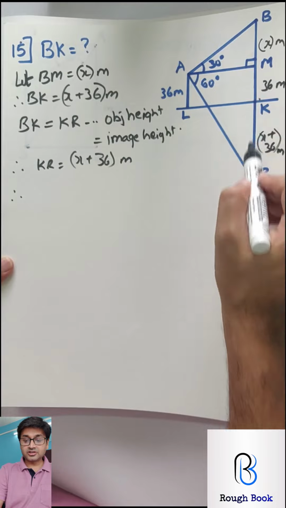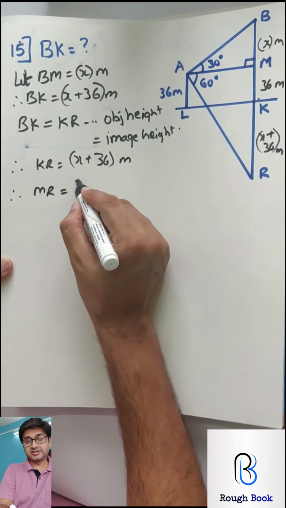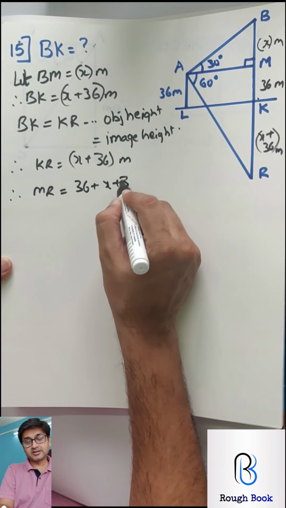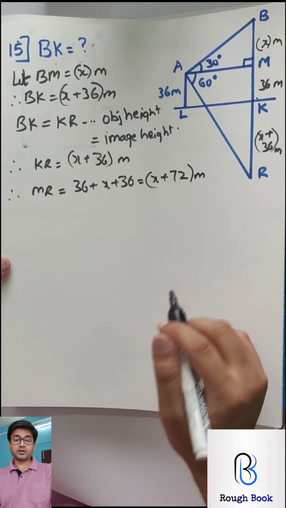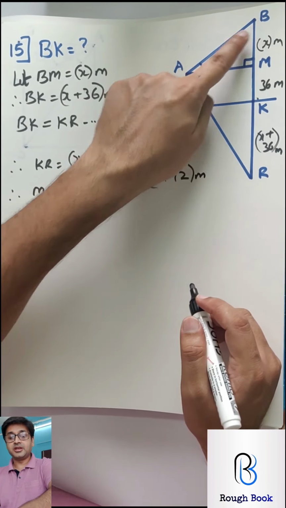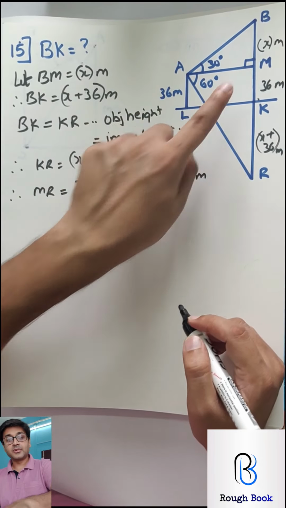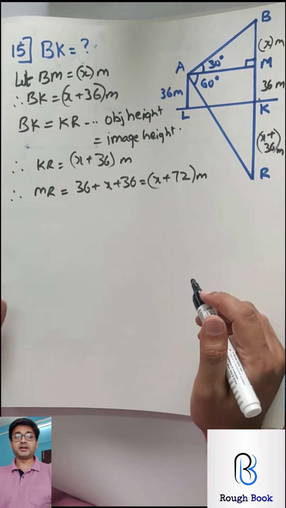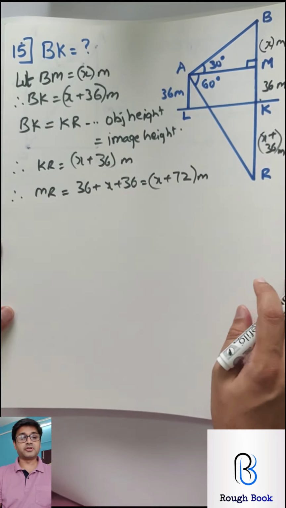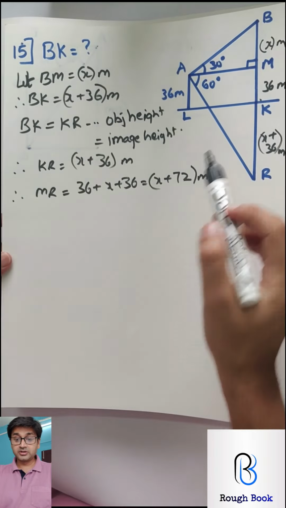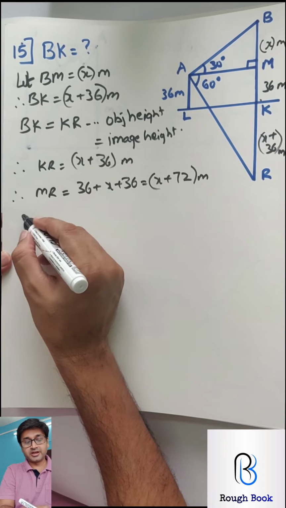And in this triangle we will need MR, which will be 36 plus X plus 36, X plus 72. Now you are sorted. Go for this triangle ABM, get AM. Go for this triangle AMR, get AM, and equate the two AMs. Automatically you will get X. Add X with 36, that will be the height of the bird from the surface of the lake. So the main clue is that object height is equal to image height. Don't forget that. So let's move ahead.